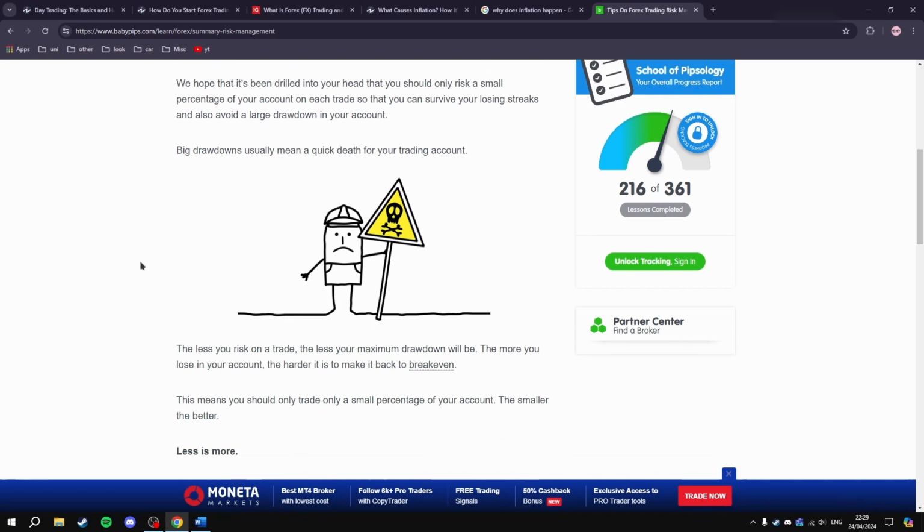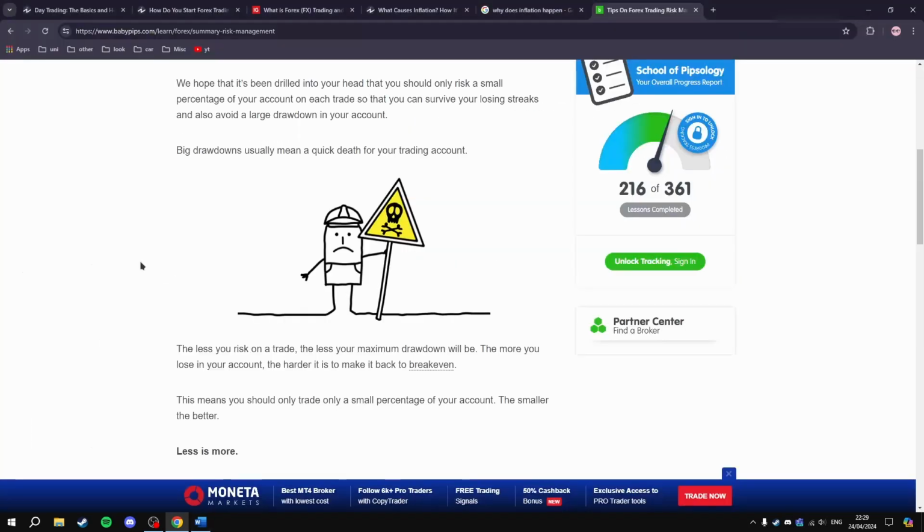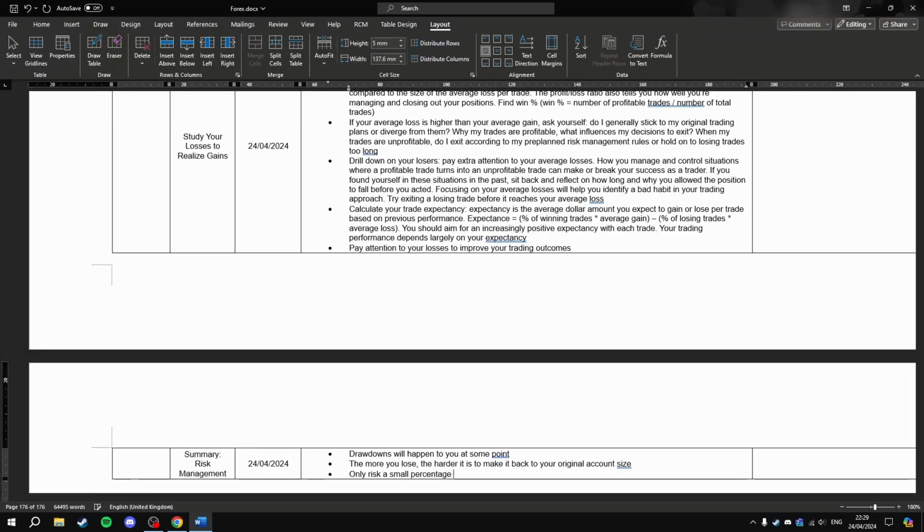We hope that it's been drilled into your head that you should only risk a small percentage of your account on each trade so it can survive your losing streaks and also avoid a large drawdown in your account. Only risk a small percentage of your account in each trade.